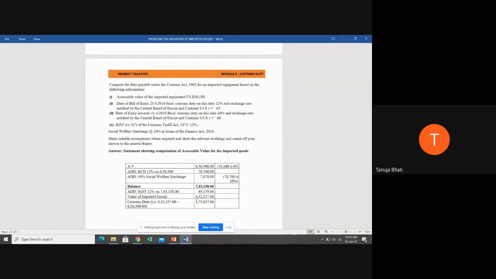Can you all tell me on what is BCD calculated? On the assessable value. On what is IGST calculated? On assessable value plus BCD plus social welfare charge. And on what is social welfare surcharge calculated? On BCD. Okay, very good. Now let us move ahead.